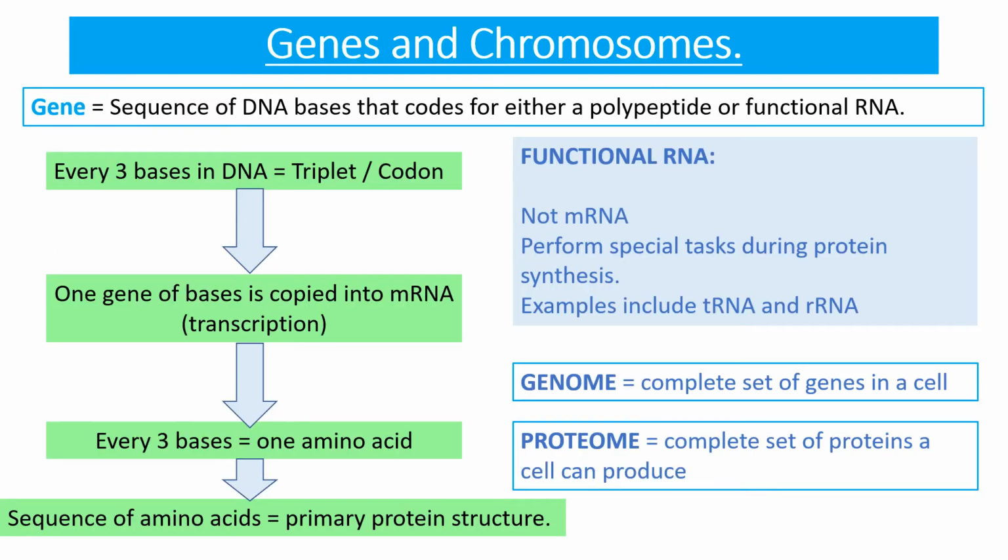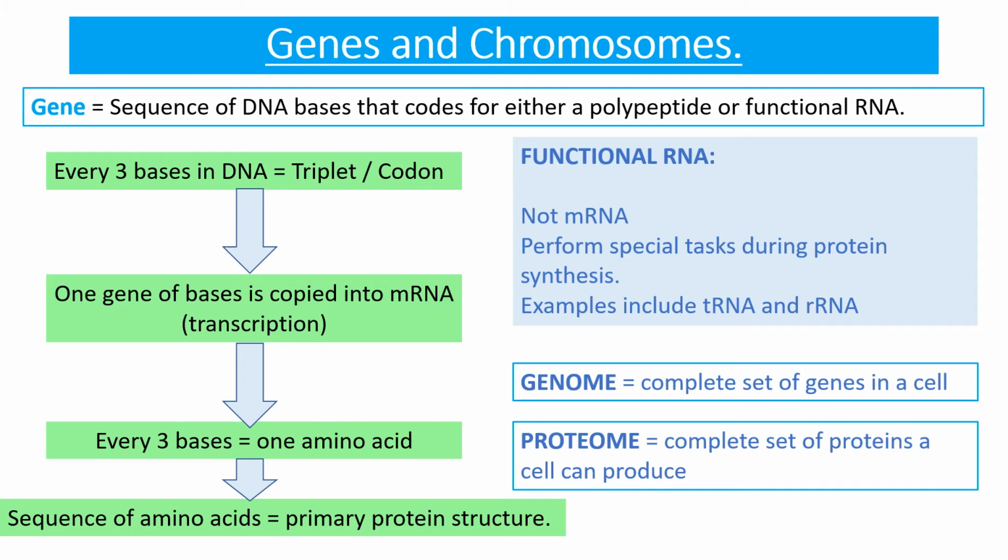So that's how we code for proteins. But if you look at this, the definition of a gene, it is a sequence of DNA bases that code for either a polypeptide or functional RNA. So we need to know what functional RNA is. We don't need to know how it's coded for, or particularly how it works, we just need to understand what it is.